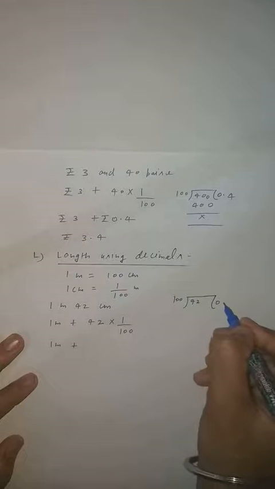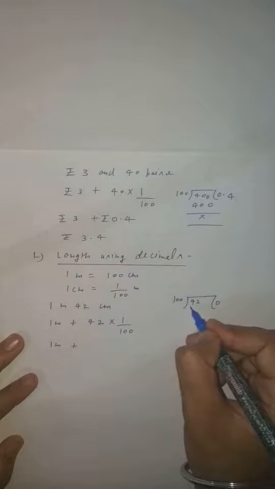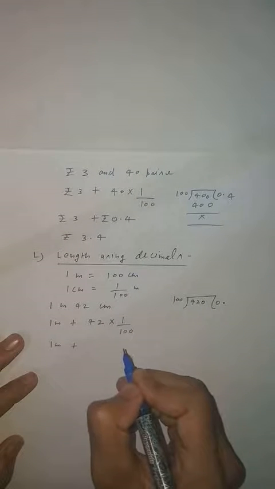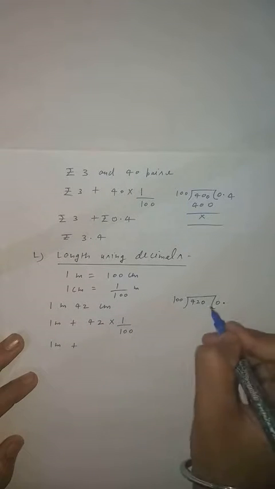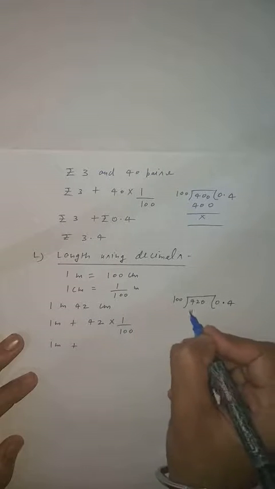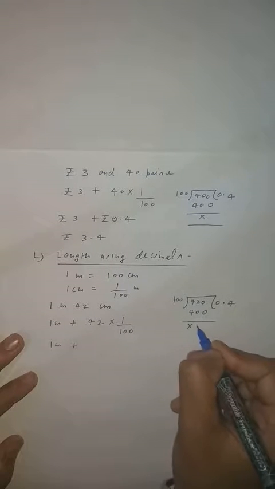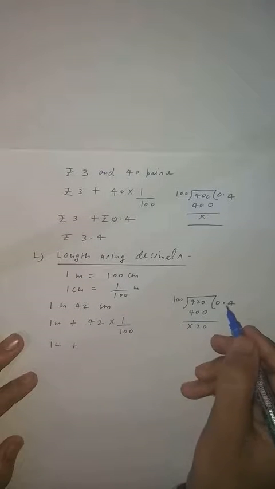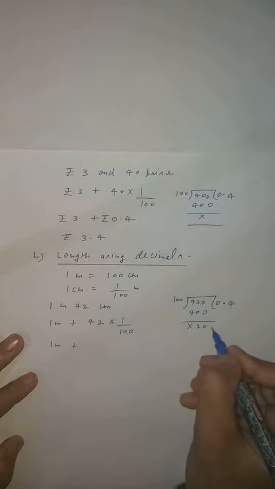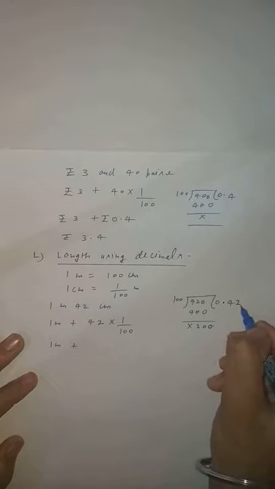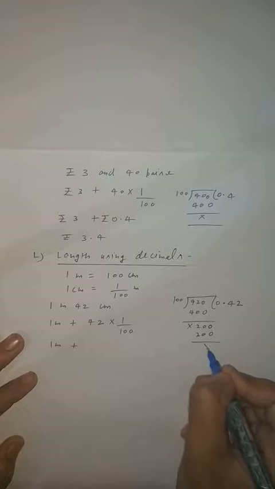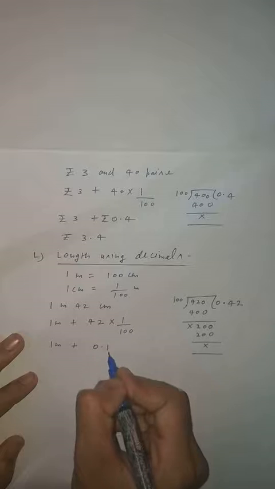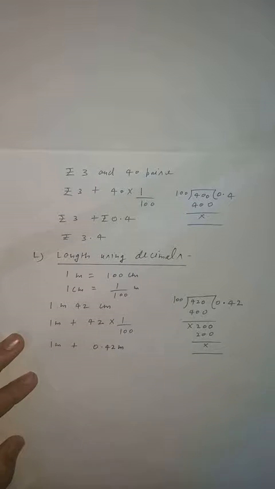Clear? Now you know that 42 is smaller than 100, so you cannot divide. So what you will do? Here you will put one decimal. It will come 420. So 100 4 times is 400. Clear? Now 20 remains. Again decimal is given, so with one decimal you can increase one 0. Clear? So here also you can increase one 0. So 100 2 times is 200. Clear student? This comes to 0.42 meter. Is that clear student?